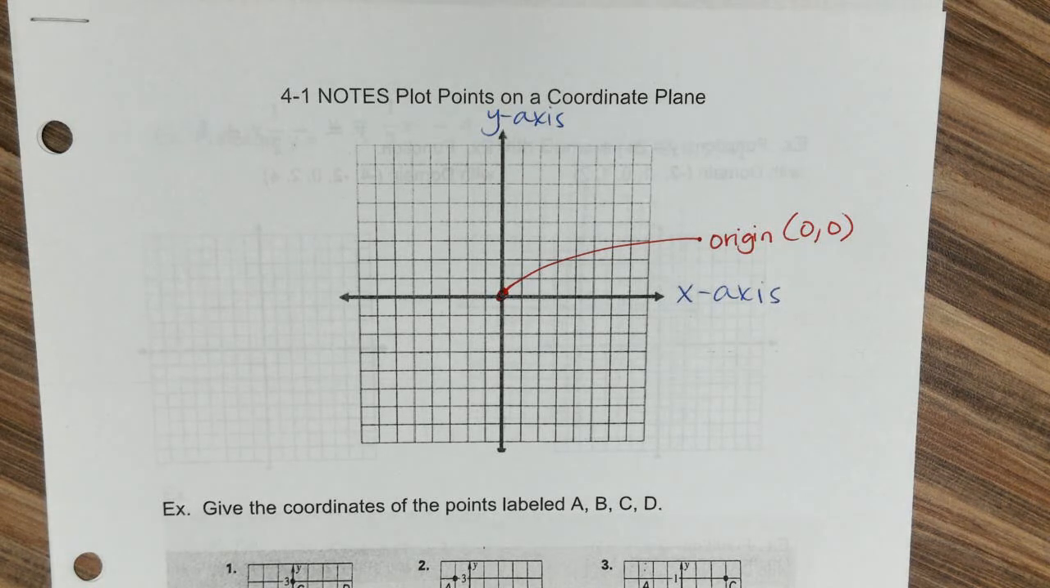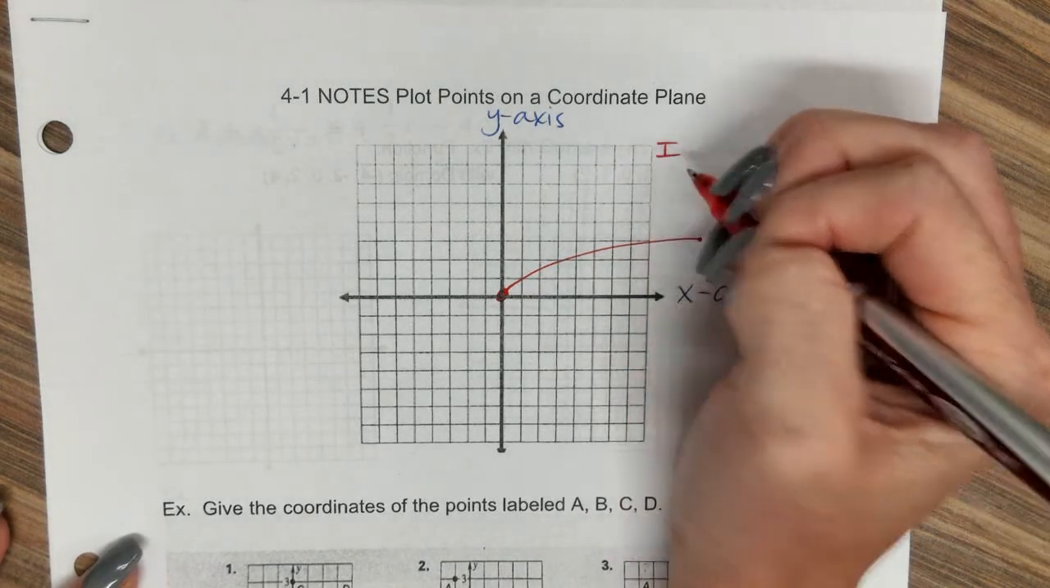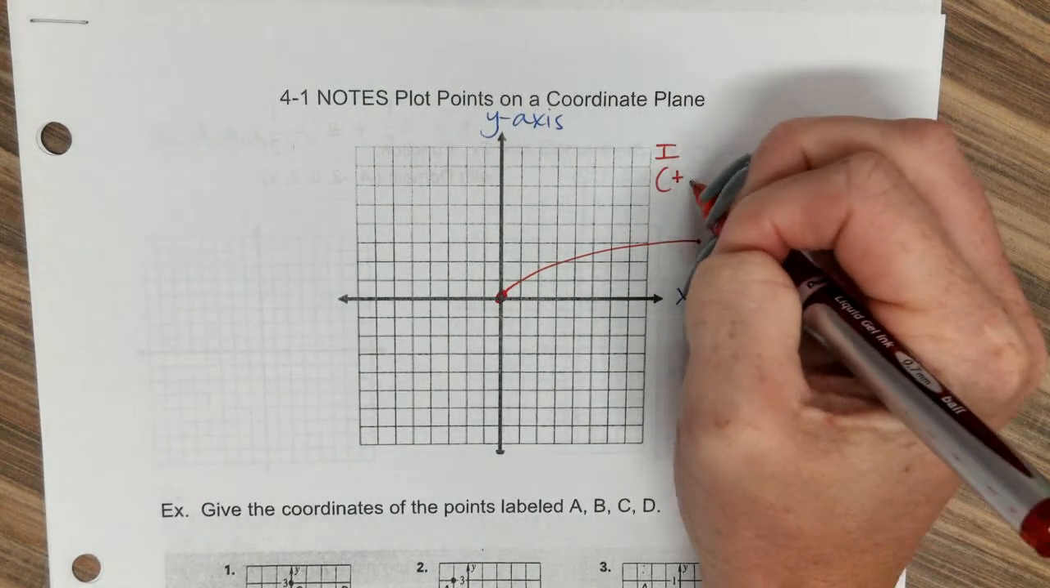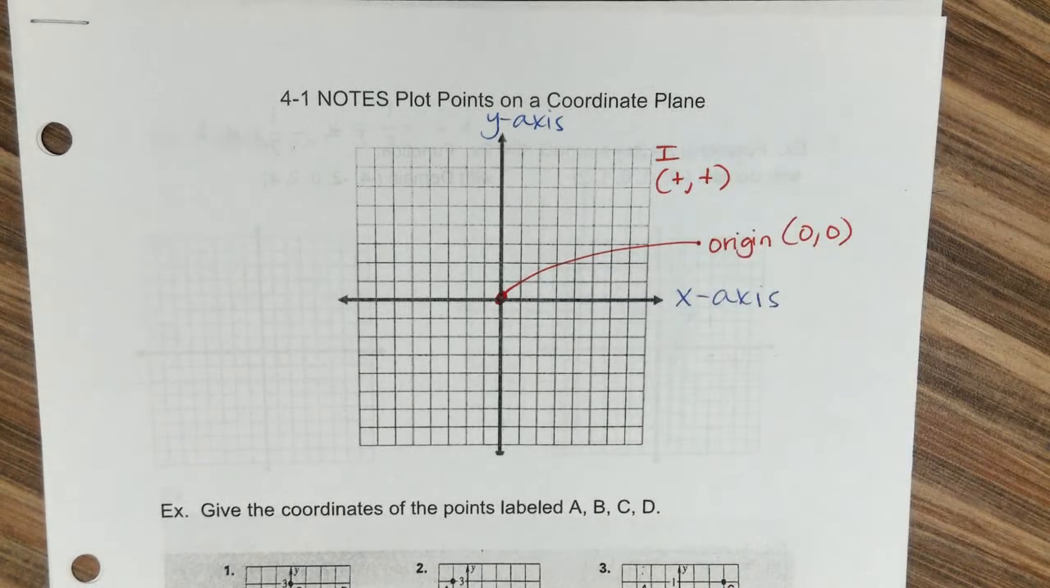Y'all hear the word quad? Quad means 4, right? Quadrant 1 is always in the top right. That is where your x's are positive and your y's are positive. We use quadrant 1 the most.